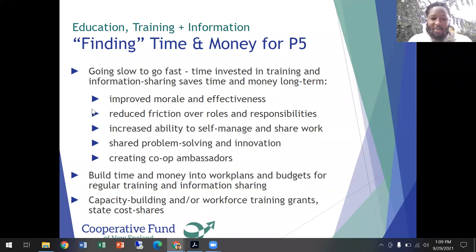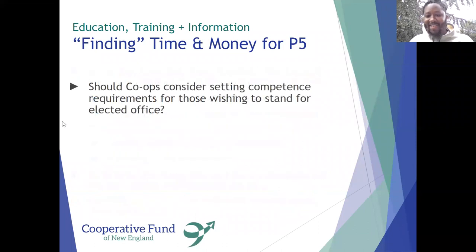So we've got some controversial questions. Potentially, let's keep things a little spicy. So the first one: should co-ops consider setting competency requirements for those wishing to stand for elected office? You guys can unmute, drop it in the chat. Let's dive in. Who says yay or nay, and why? Now, of course, there's not necessarily a right or wrong answer, but certainly worth discussing.